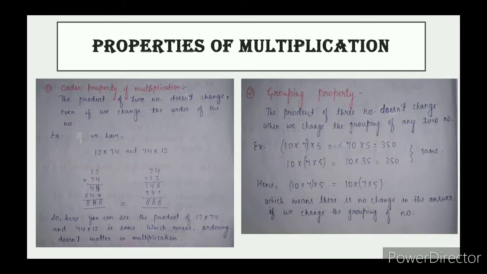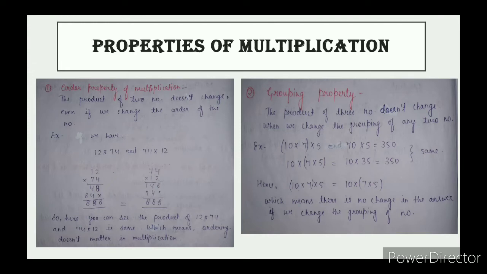The product of three numbers doesn't change even when we change the grouping of any two numbers. For example, here we have three numbers 10 into 7 into 5. So first we have to take any two numbers as a group. So first I have taken 10 into 7 as a group and multiply the product of these numbers by the third number, which is 5. So 70 multiplied by 5, which gives 350.